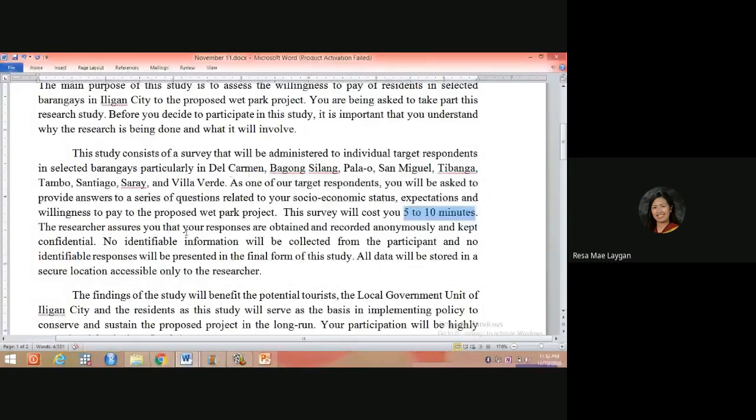And the researcher assures you that your responses are obtained and recorded anonymously and kept confidential. So here, you assure the anonymity and confidentiality of the responses of your respondents. No identifiable information will be collected from the participants, and no identifiable responses will be presented in the final form of this study. All data will be stored in a secure location accessible only to the researcher.